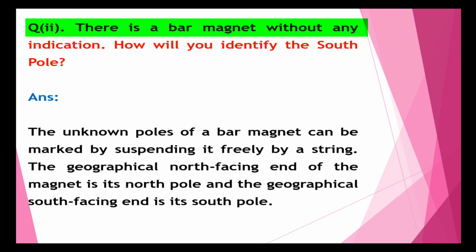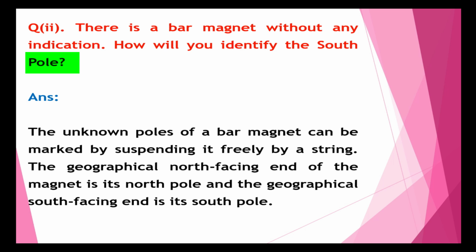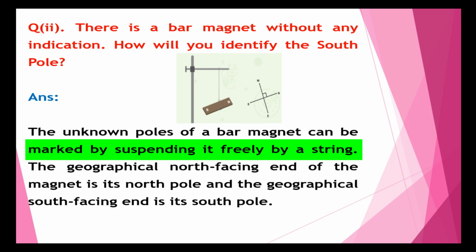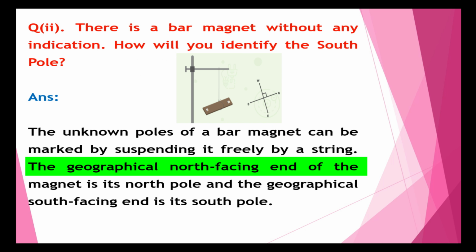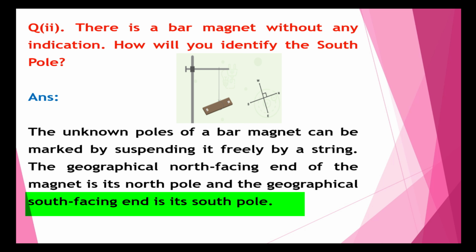Question number 2. There is a bar magnet without any indication. How will you identify the south pole? Answer. The unknown poles of a bar magnet can be marked by suspending it freely by a string. The geographical north-facing end of the magnet is its north pole and the geographical south-facing end is its south pole.